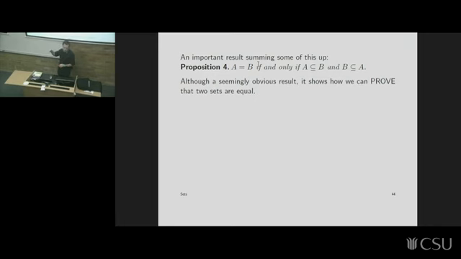So why that's important is sometimes when you want to prove that two sets are equal to each other, the way you have to do it is to prove both those individual statements. You have to prove A is a subset of B and B is a subset of A. That's how you actually have to do it in practice. So that's a useful technique, as we'll see later on.